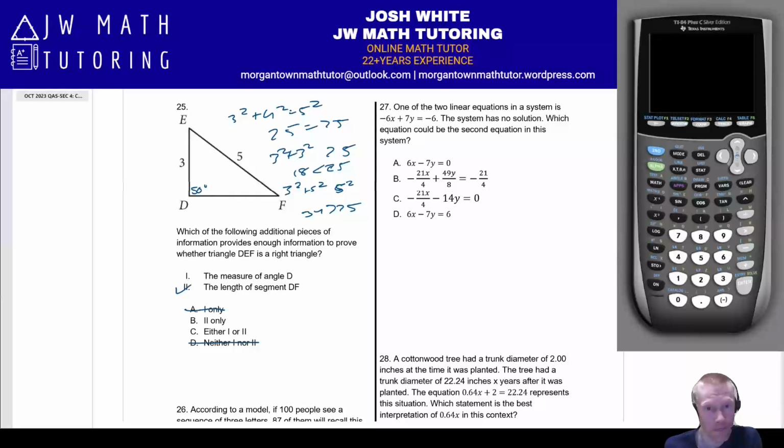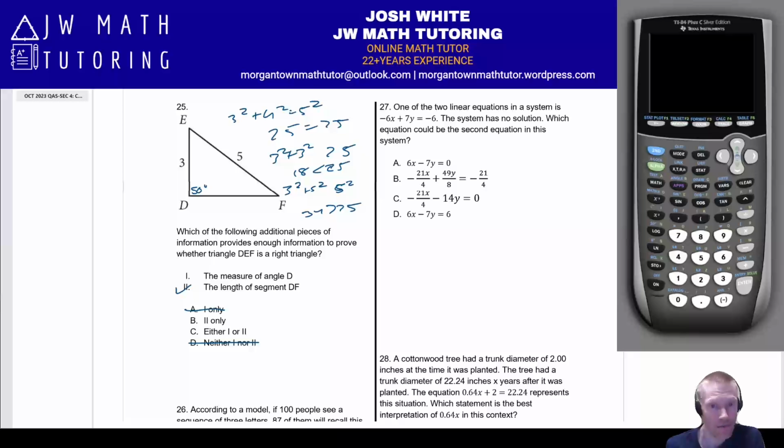It can't be a right triangle. However, the problem is we don't know that this picture is drawn to scale. They don't tell us that it is drawn to scale, but they also don't tell us that it isn't drawn to scale. So we can't make any assumptions about that.